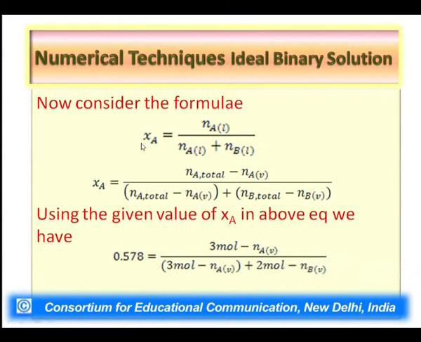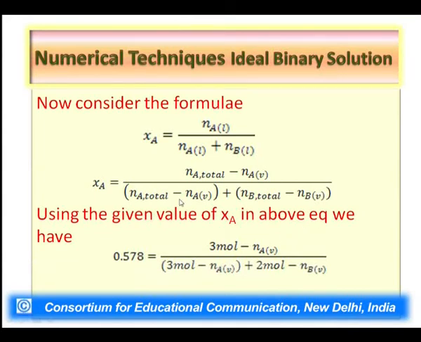Now, consider the formula. What else are we given? We are given the mole fraction of component A in the liquid phase also. So this small xa equals NAL, the number of moles of component A in the liquid phase, divided by NAL plus NBL, that is the number of moles of component A in the liquid phase plus the number of moles of component B in the liquid phase. But whatever is the number of moles of component A in the liquid phase, that is equal to the total number of moles of component A present in the system minus the number of moles of component A in the vapor phase. So in place of the number of moles of A in the liquid phase, we can write NA total minus NAV. Similarly we can do in the denominator also: in place of NAL we write NA total minus NAV, and in place of NBL we write NB total minus NBV.